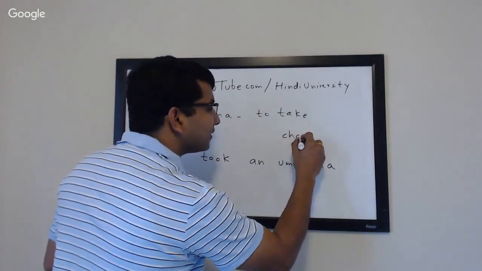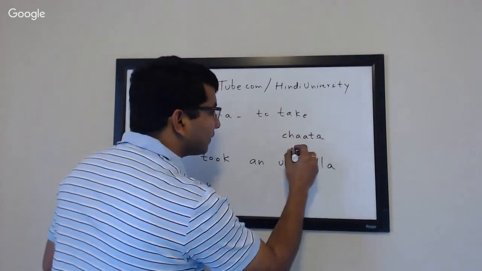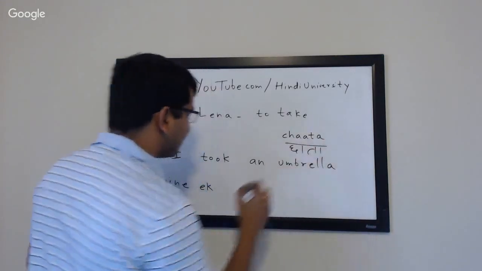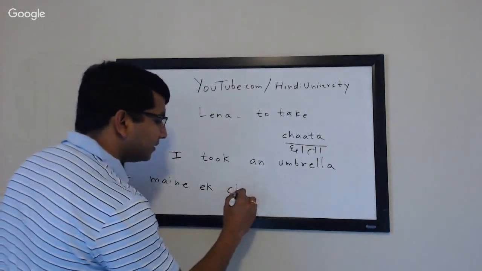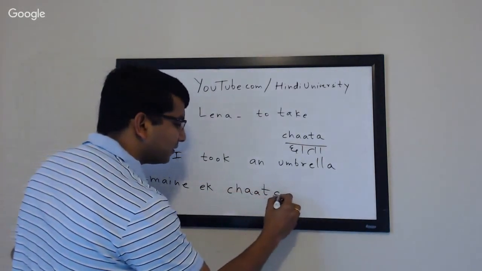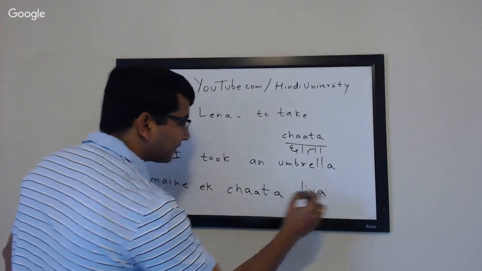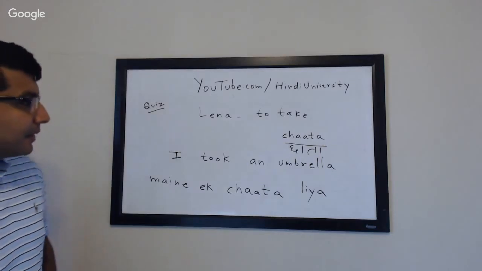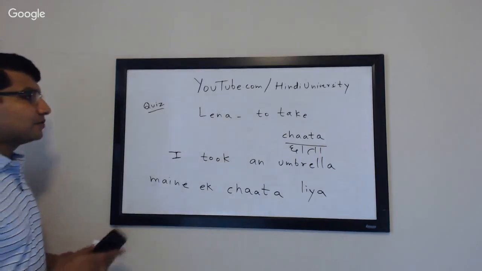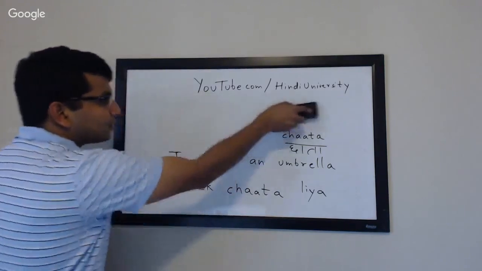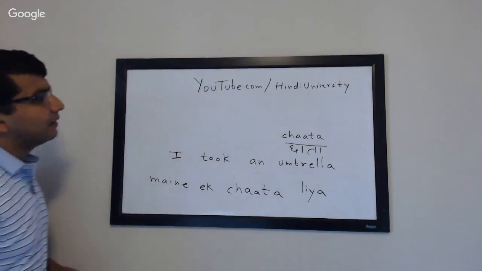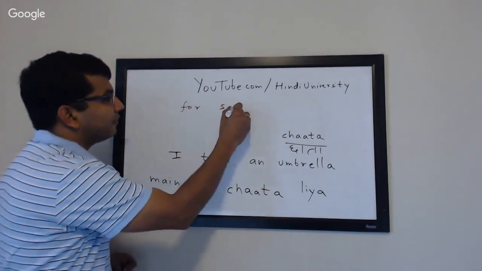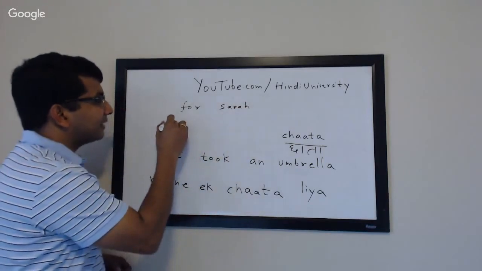So you'll be saying छाता, or you can say ch with a and then t with a, छाता, right? So you'll be saying मैंने एक छाता लिया. Okay, मैंने एक छाता लिया. I took an umbrella. Okay, so this is pretty good. Good job, everyone. So on the previous example, when I say I took a gift for Sarah, if you remember, for is के लिए.